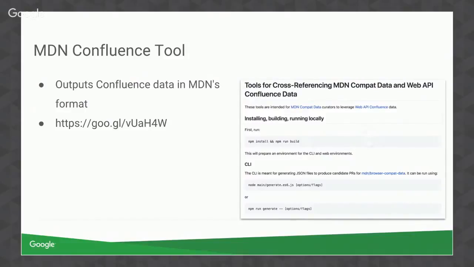At my urging, Mark very generously created a tool that allows us to extract information from his Confluence tool and output it into the format used by the MDN compatibility database. I've shown the front page of that tool here. Again, this short URL will take you to that tool if you're interested in playing around with it.